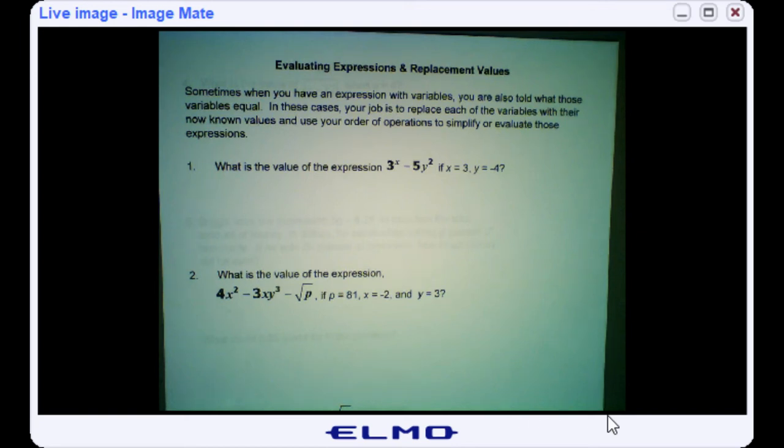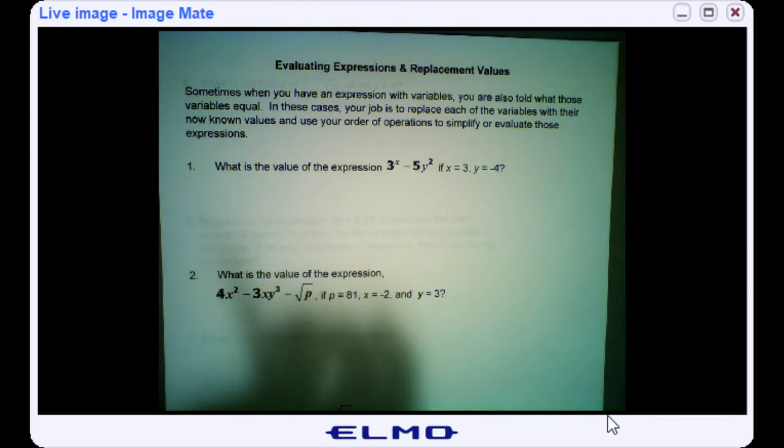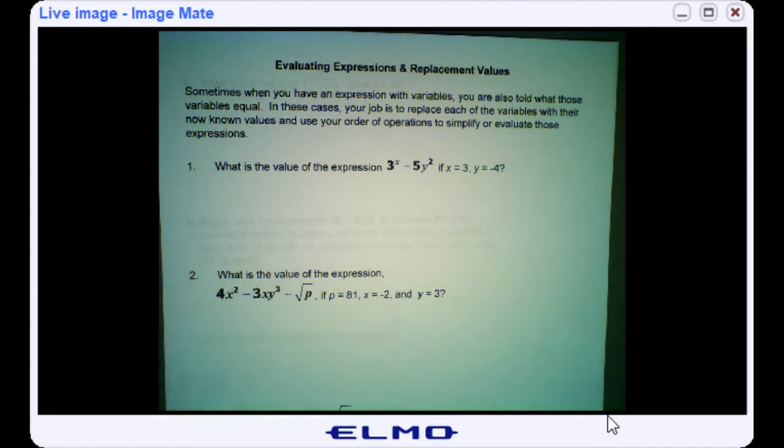Today we're going to talk about evaluating expressions and replacement values. Sometimes when we have expressions with variables, like when we were talking about combining like terms, we're also told what those variables equal, the values they actually are. In these cases, your job is to replace each of the variables with their now known values and use your order of operations to simplify or evaluate those expressions.